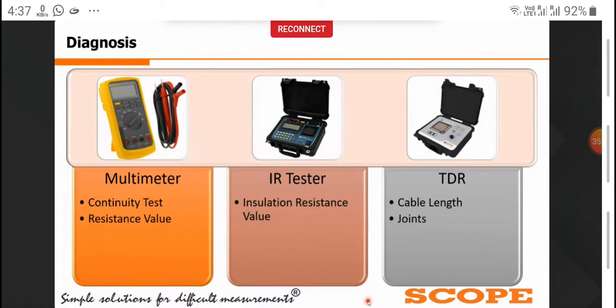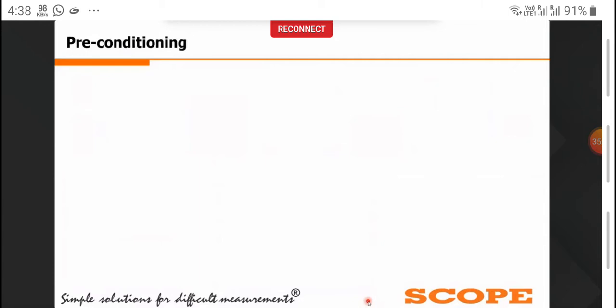After that, we will use a time domain reflectometer to calculate the total cable length, and also the location of the joints and transformers in the cable. So it will guide us to the location of the fault. Due to the sectionalization, we can easily pinpoint the fault. So we have to note down all these readings in the log sheet in the diagnosis stage.